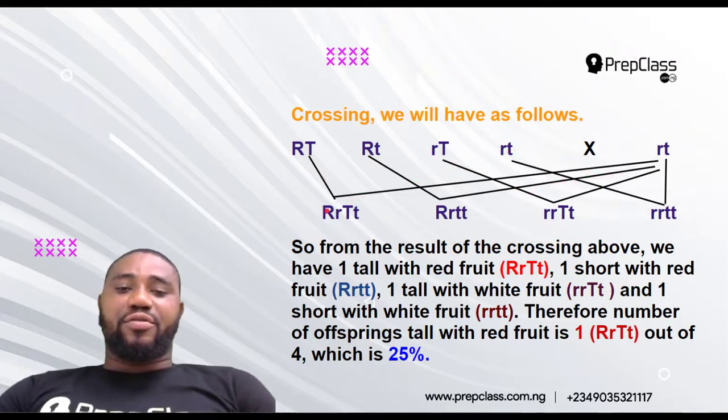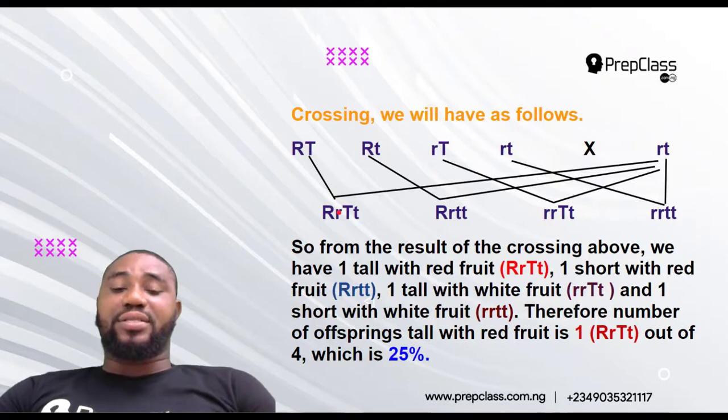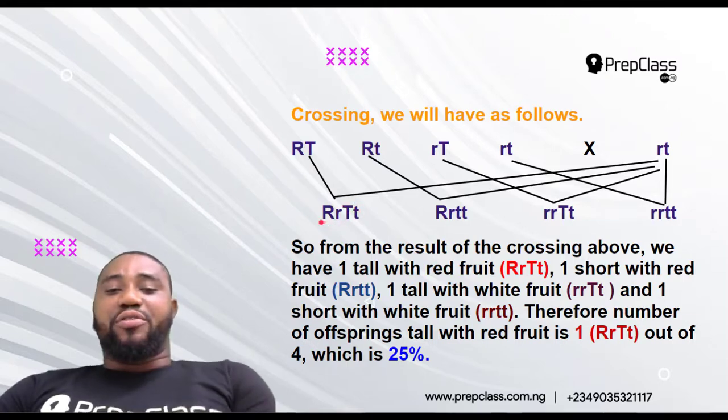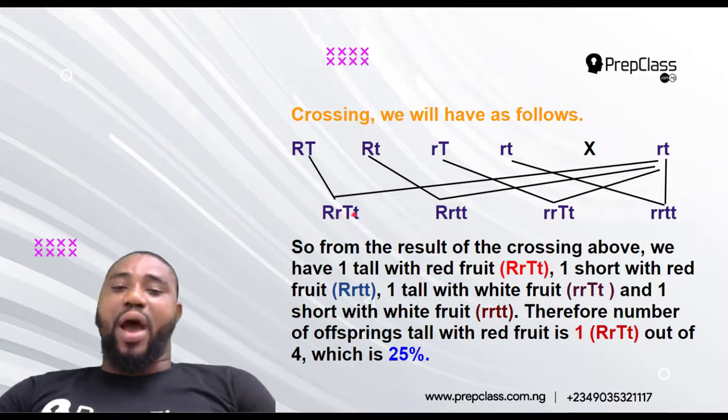I will have capital R, small letter r, capital T, small letter t. Of course, what this one will show physically is red and tall, because red is dominant over white. Red is for capital letter R, white is for small letter r. Don't forget, capital letter T is for tall, small letter t is for short. So physically this one will be red and tall, since red is dominant over white and tall is dominant over short. So cross this, and also this one we have capital R, small letter r, small t, small t.